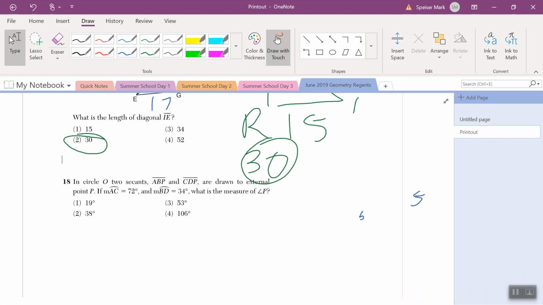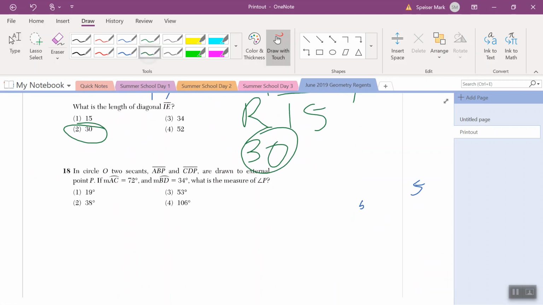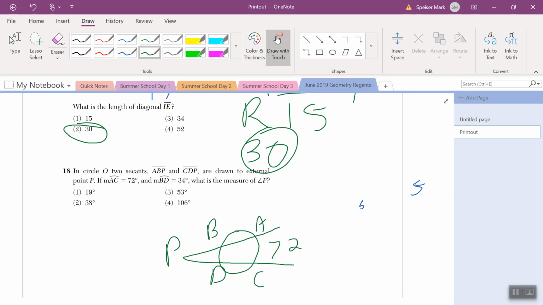Question 18. In circle O, two secants ABP and CDP are drawn from P. If the measure of arc AC is 72, the inner arc is 34. What is the measure of angle P? Well, if you have two arcs formed by secants, you subtract the arcs and divide by 2, and you get the correct answer of 19 degrees.